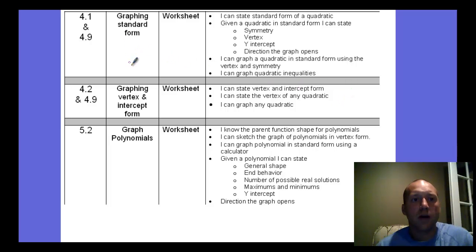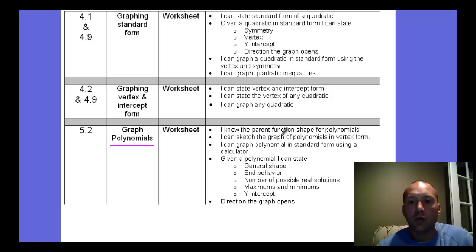Honors Algebra 2, Chapter 4 and 5, Part B, Section 5.2. So we talked about graphing polynomials the past two sections in the different forms. We're now going to talk about graphing all polynomials. Quadratics are a part of polynomials, but they're one kind of function. There are other functions within this family of functions.